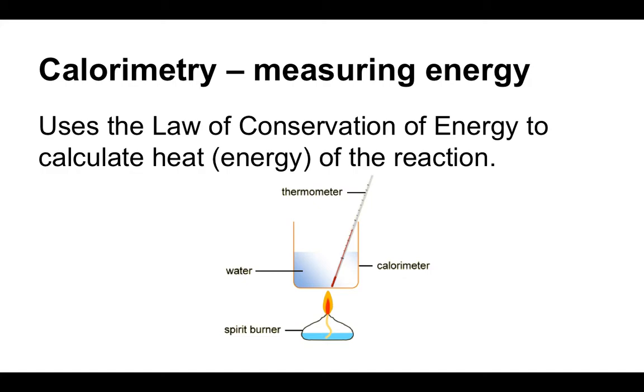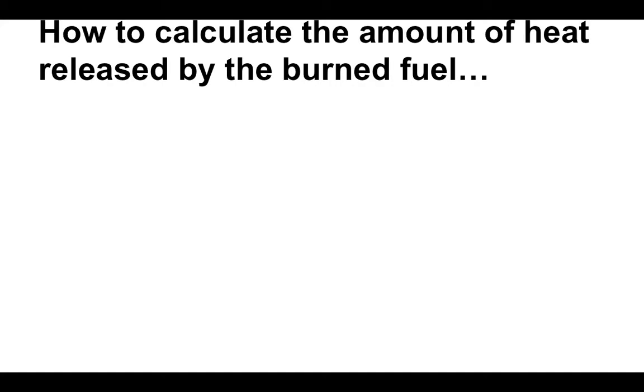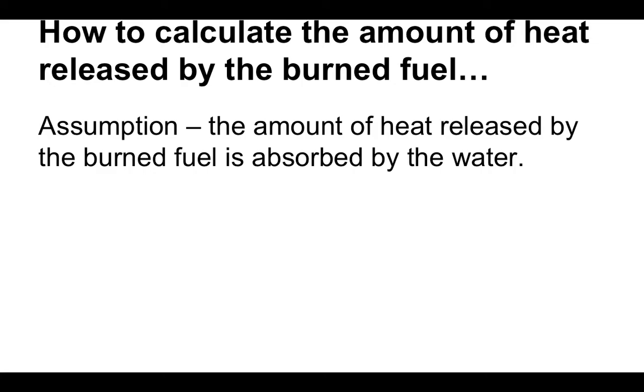Calorimetry is a science used to measure the amount of energy. It uses the law of conservation of energy to calculate the heat energy of a reaction. Again, it abides by the laws of physics, which state that heat travels from things that are hot to things that are cold. The law of conservation of energy means that the total amount of energy is constant throughout the entire process. So the heat released by this burner is absorbed by the water. We assume that the heat released by the burned fuel is absorbed by the water, so no heat is lost.